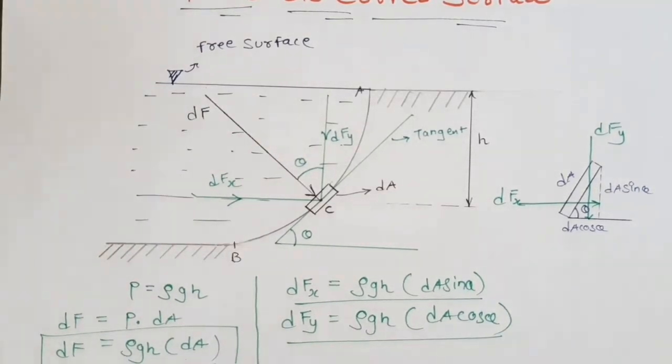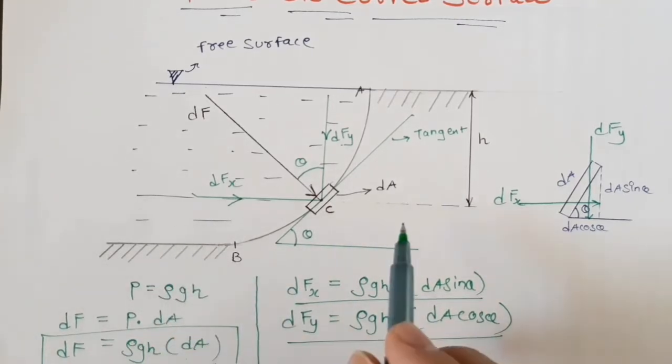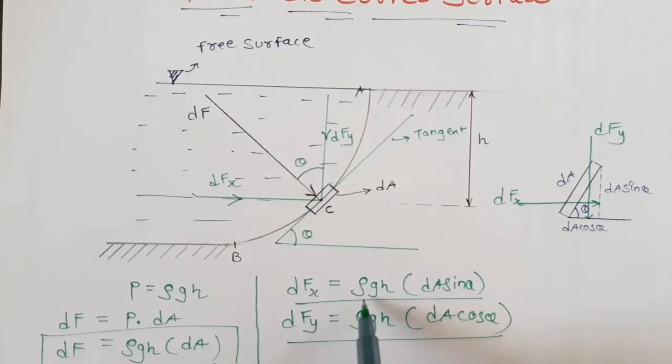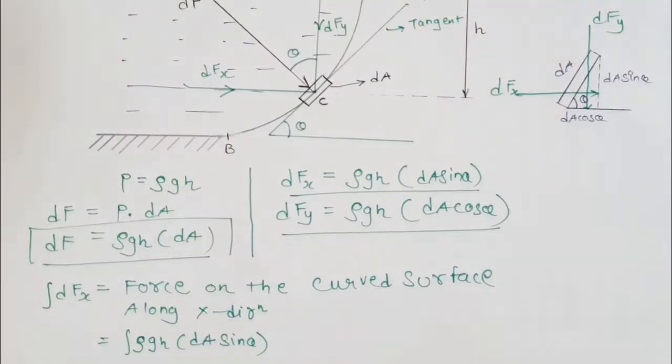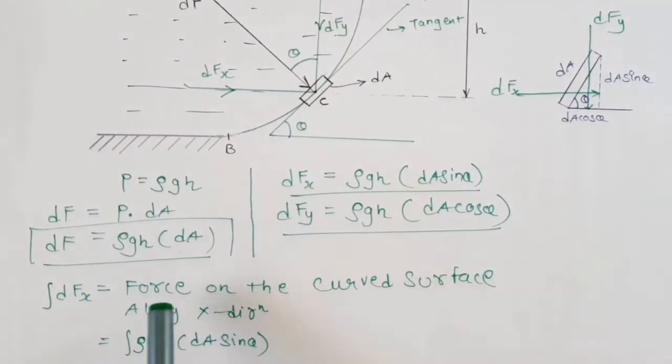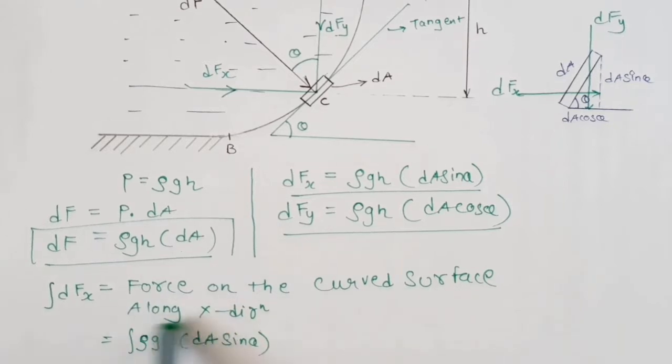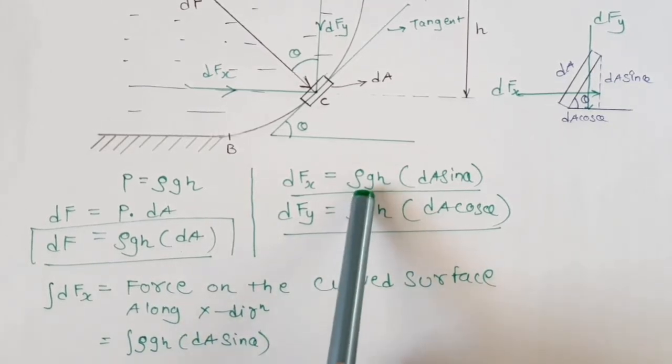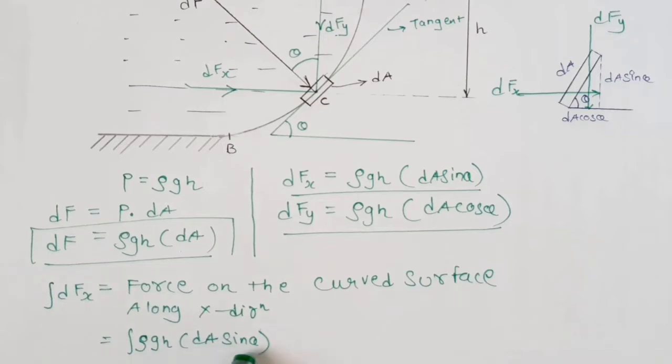Now why have we taken the same pressure in the x direction and in the y direction? Because according to Pascal's law, the pressure at any point inside a static fluid is the same in all directions. That means the pressure in the x direction is the same as the pressure in the y direction. Now if we integrate this dFx, we will get the force on the curved surface along the x direction. So the integration will be the integral of rho g h into dA sin theta.